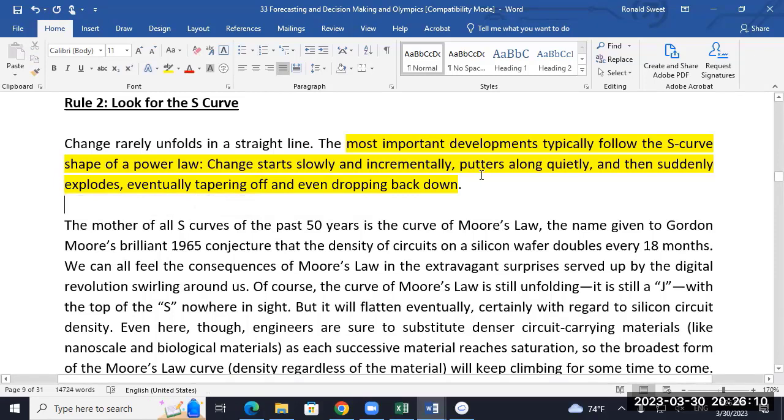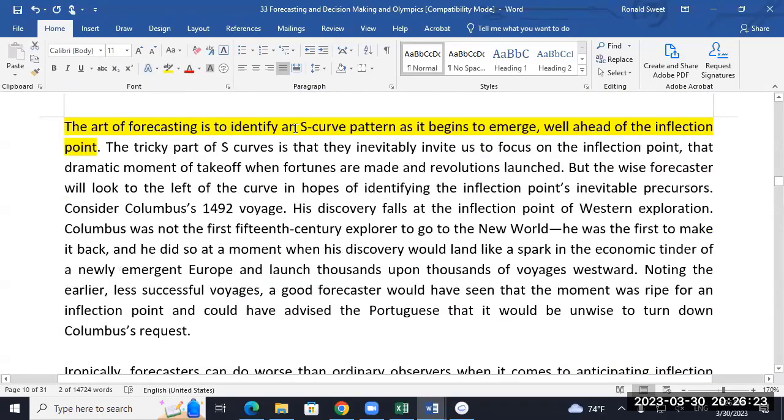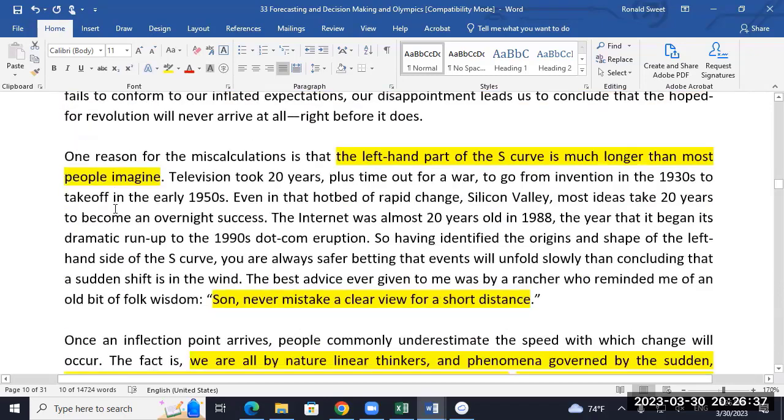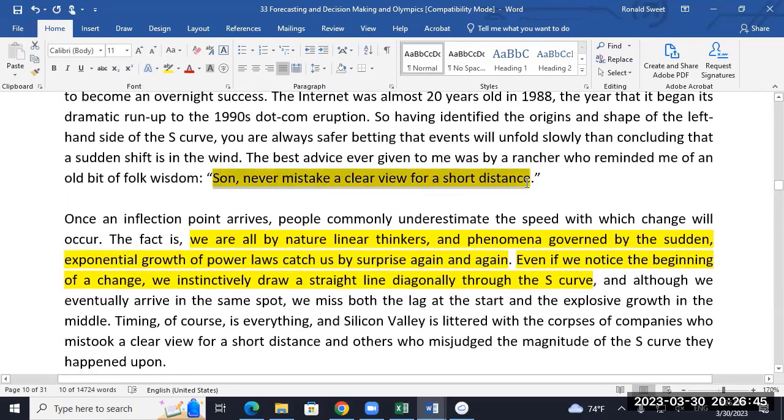So change starts slowly, incrementally, putters along quietly, and then suddenly explodes. And this is so true of so many things in the past. Eventually tapering off and even dropping back down. The art of forecasting is to identify an S-curve pattern as it begins to emerge, well ahead of the inflection point. And we tend to miscalculate the speed at which the inflection point will arrive. There's a tendency to overstate the short term and understate the long term. The left-hand part of the S-curve is much longer than most people imagine. So I like this: never mistake a clear vision for a short distance.